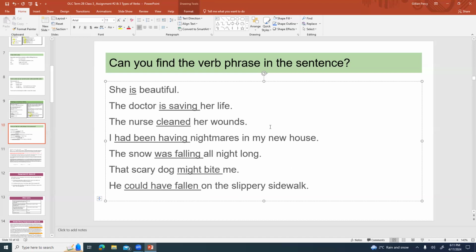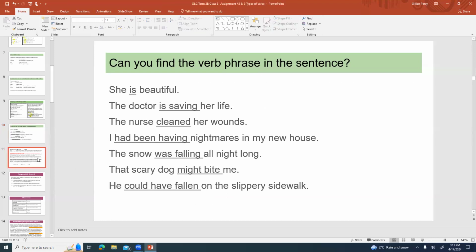So I'm pointing these out because sometimes when we're looking for verbs, we get really focused on action verbs and we're not as aware of this sort of second and third level of verbs, and that can make it confusing when we're reading.